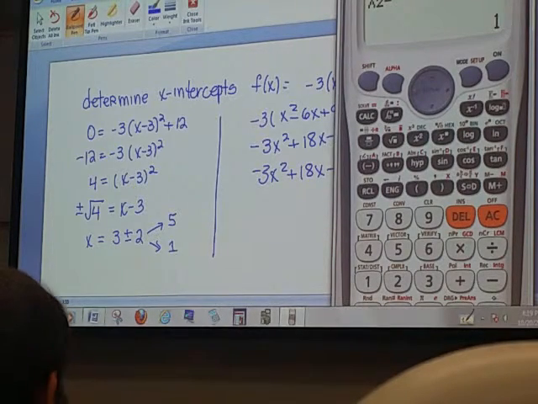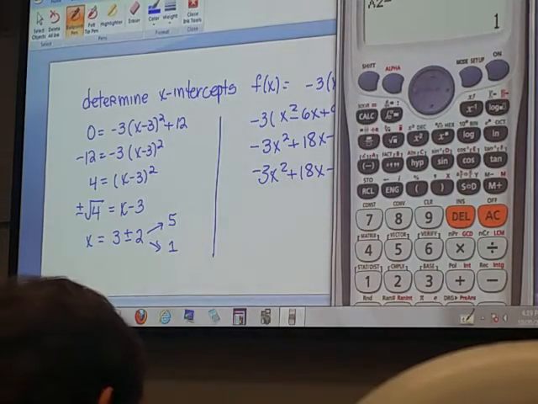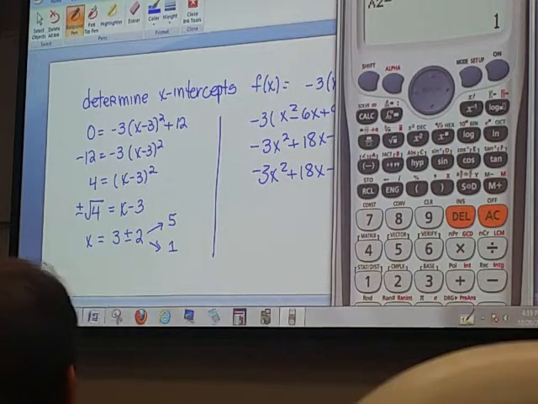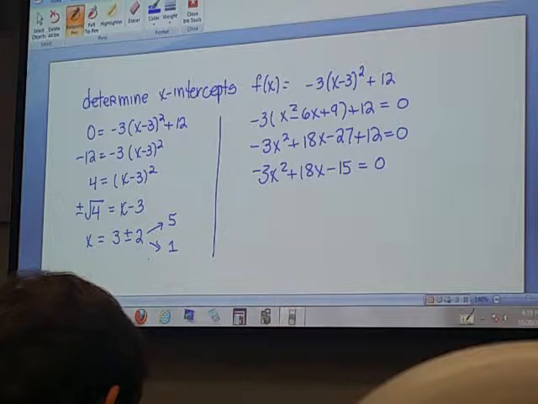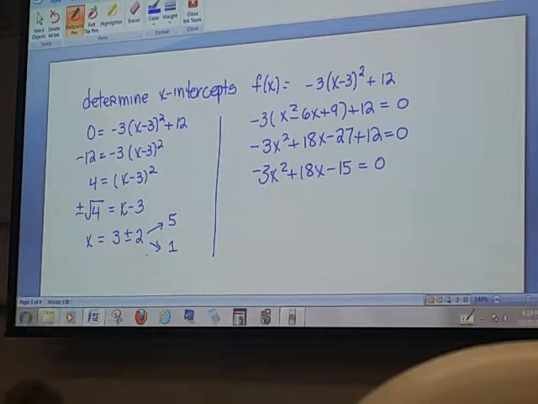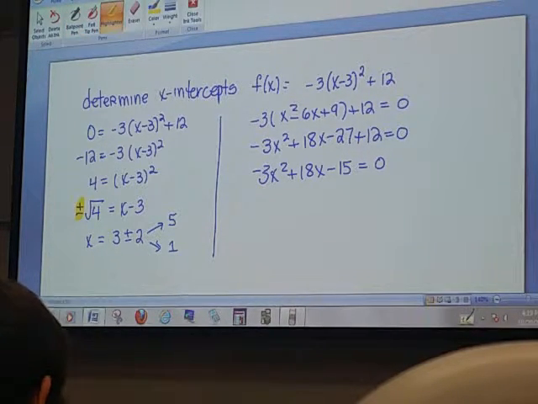What I'm not really finding is how you get the one. It's right there, it says x equals 1. No, but the other way. 3 plus 2 is 5, 3 minus 2 is 1. You've got plus or minus in front of it.